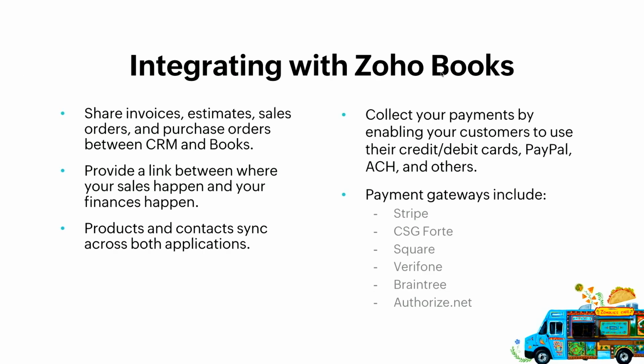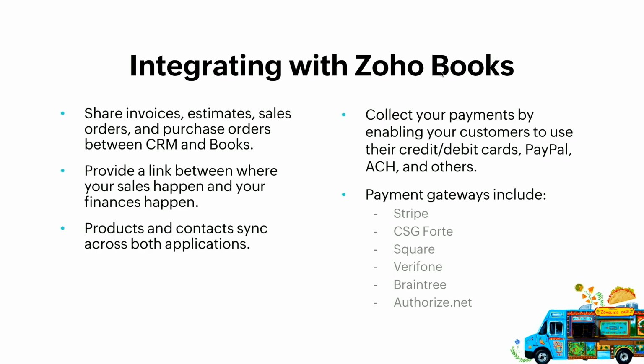So integrating with Zoho Books. For our finance team's issue, what we want to do is bring CRM and Books together. You can share invoices, estimates, sales orders, purchase orders, and all of that good information between CRM and Books. They sync across both applications. Also, your contacts list and your products list in CRM and Books can also sync, and those will always be linked together and the same as well.